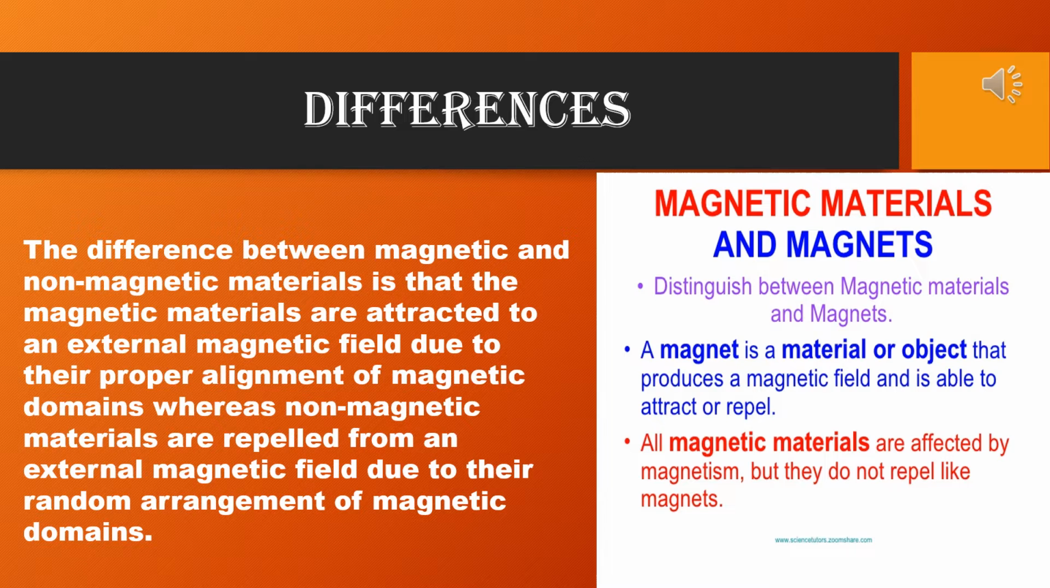Magnetic substance has no definite pole, but a magnet has two fixed poles, north pole and south pole. Magnetic substance is always attracted by a magnet, but a magnet can be attracted or repelled by another magnet because opposite poles attract and same poles repel each other. Whenever you write down the differences, please write them column wise.